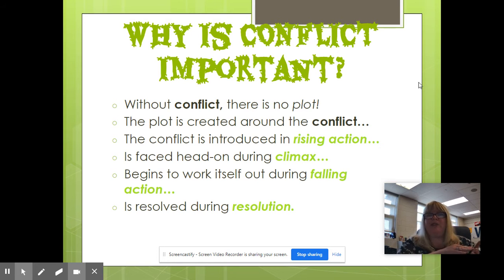We've talked about the plot mountain: start with the exposition to set up the story, your characters, your setting, your major problem overall. So then it's kind of introduced in that part as it's rising up in the rising action. And then it's going to come head to head at the climax of the story. That major problem is going to be faced. And then it's going to work itself out as the story starts to end. And at the very end of the story, it will be resolved.